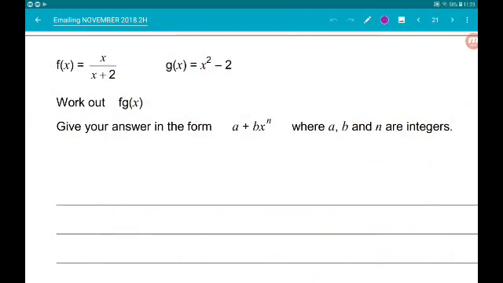Okay, 26 functions. Whole playlist on these guys down below. F of x is x over x add 2. G of x is x squared minus 2. Work out f g of x. Give your answer in the form a add bx to the power of n, where a, b and n are integers, whole numbers.